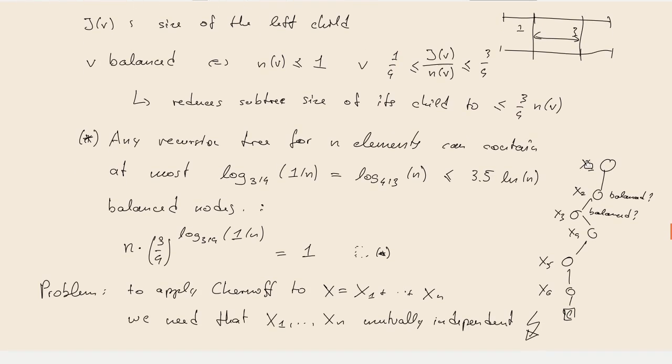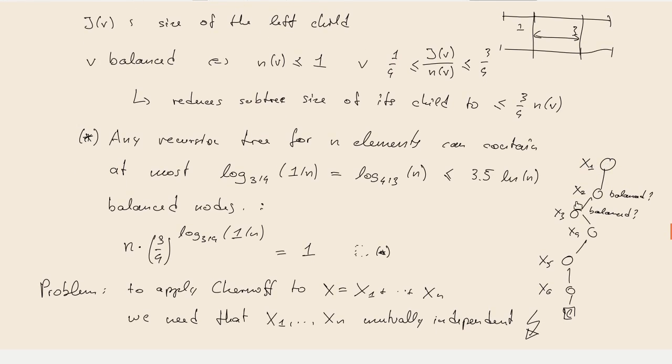And that meant that we could bound on any path in the tree the number of such balanced nodes, because every balanced node reduces the size of the list of elements still to be sorted by at least the factor 3/4. And that means we can't have more than 3.5 ln n such balanced nodes on a path in any tree that has in total just n elements. So that was a very simple idea.